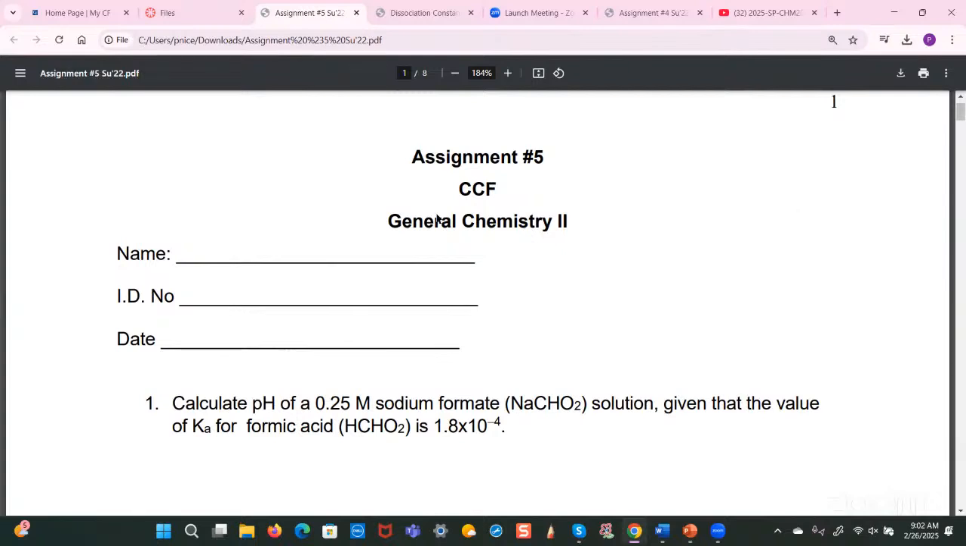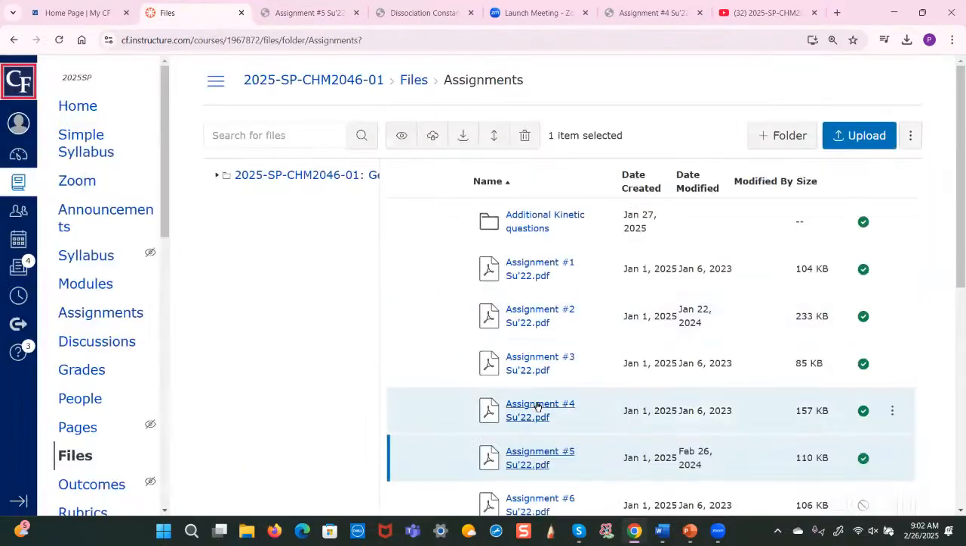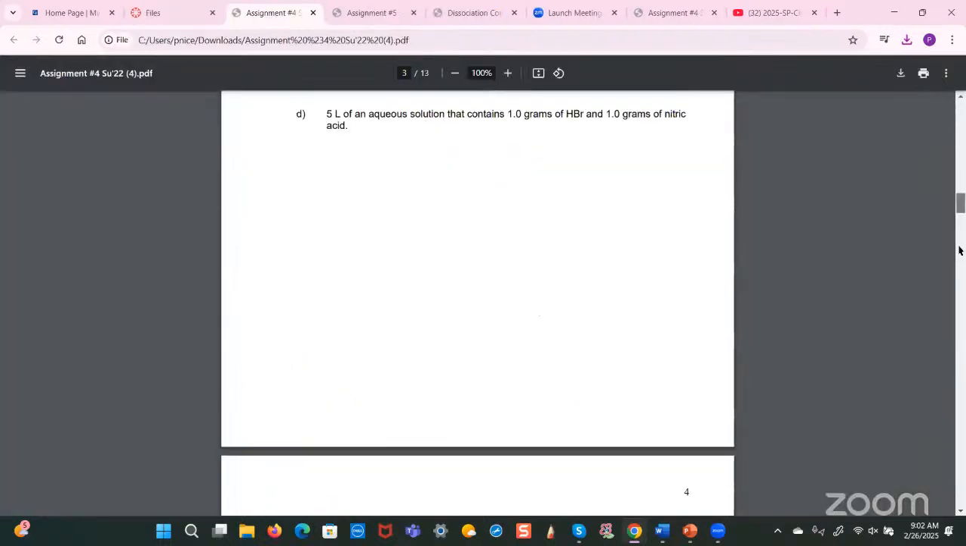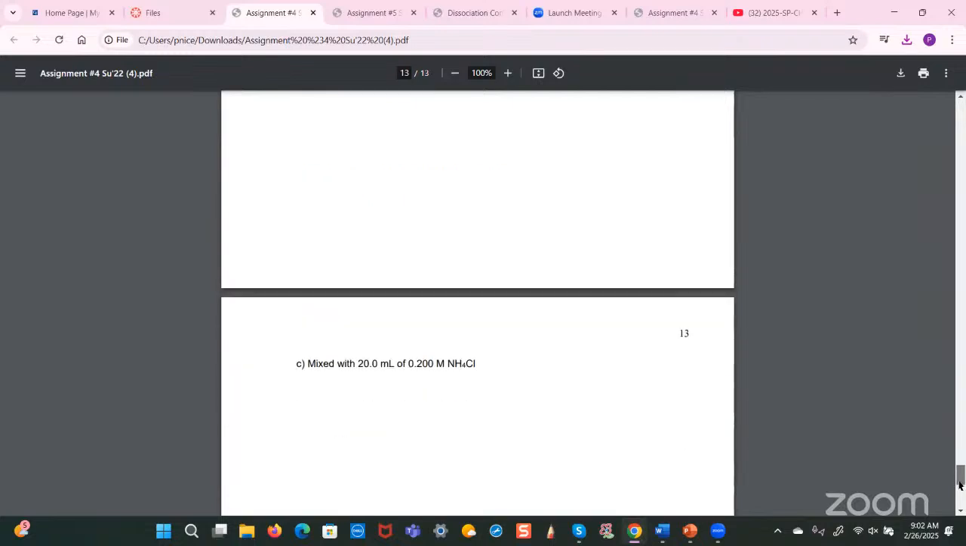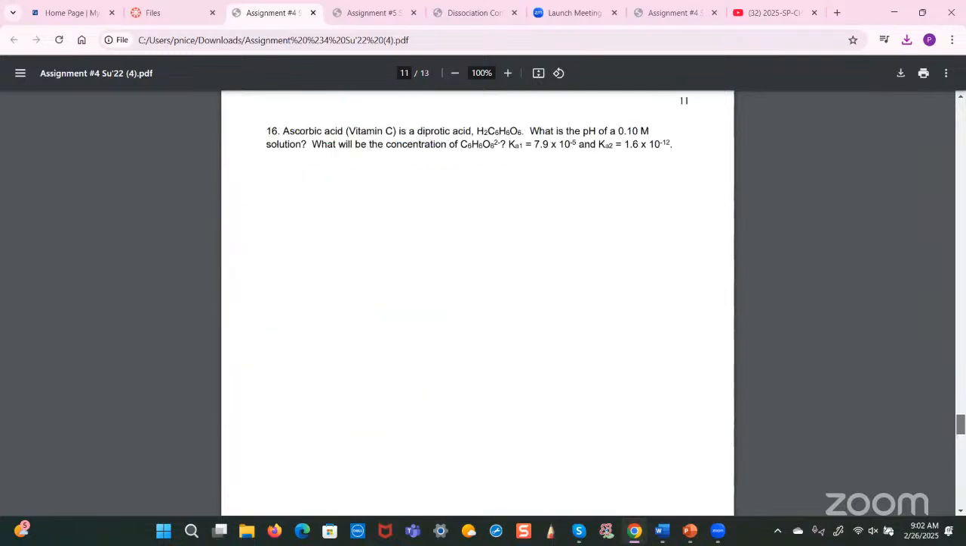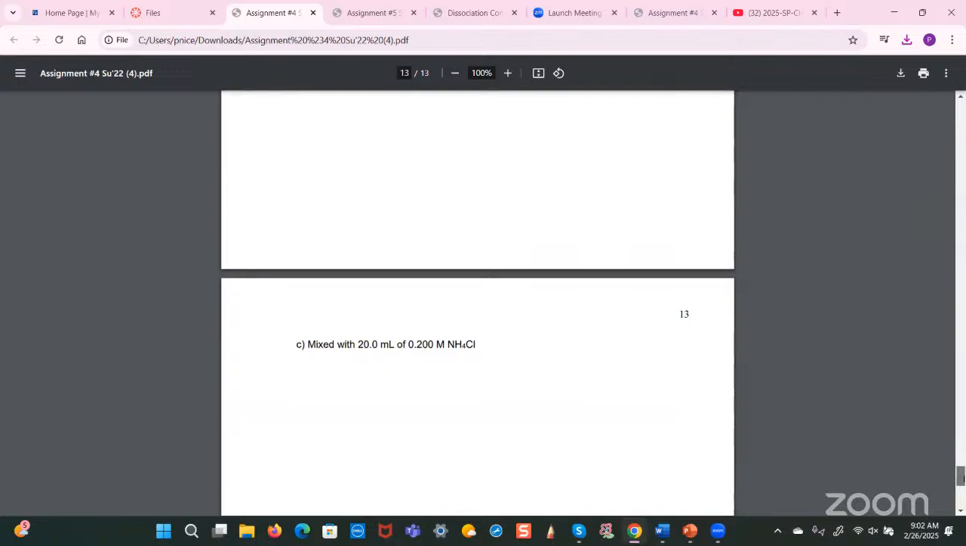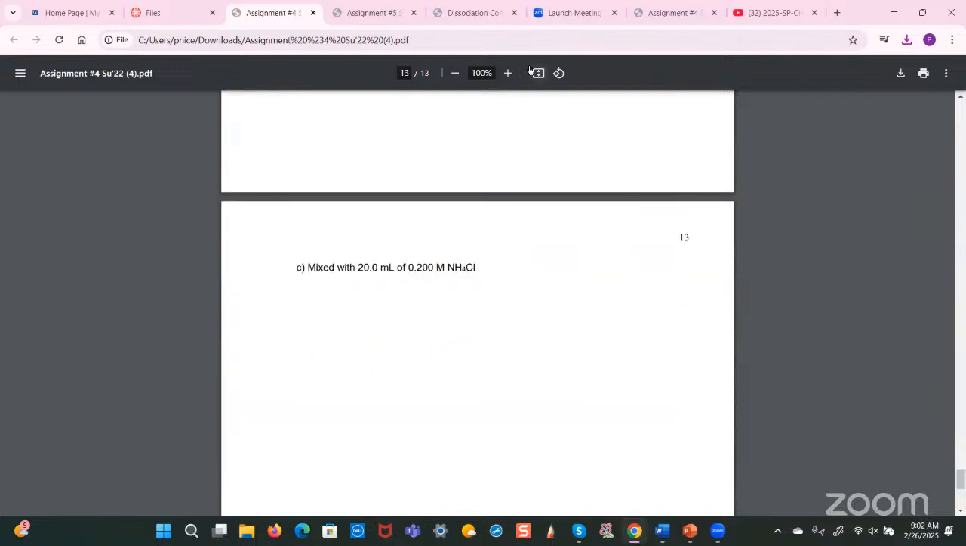However, come to think of it, in assignment number 4, as I said before, let me bring that up here. In assignment number 4, there's one question which you would not be able to do up until now, and that is question number 17, the C part, all right? Now the question says, calculate the pH of a solution that results when 40 mL of 0.10 M ammonia is, in the case of the C part, mixed with 20.0 mL of ammonium chloride.